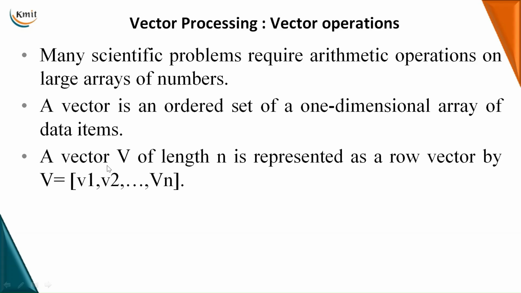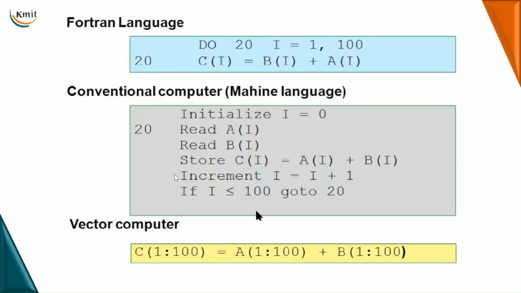So, if you consider a vector of length n, it is represented as a row vector, v1, v2, so on up to vn. Similarly, you can also have a column vector. So the data which is present in your scientific problems has to be represented in the form of an array, and then the arithmetic operations are performed on these arrays. So this array is represented by means of a vector, a one-dimensional or an n-dimensional array.